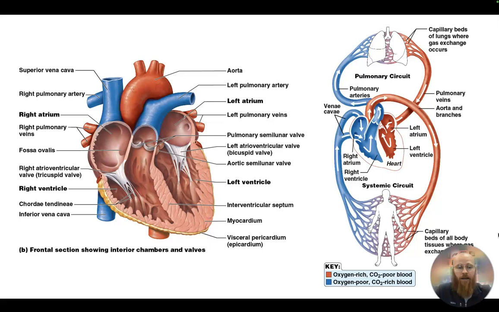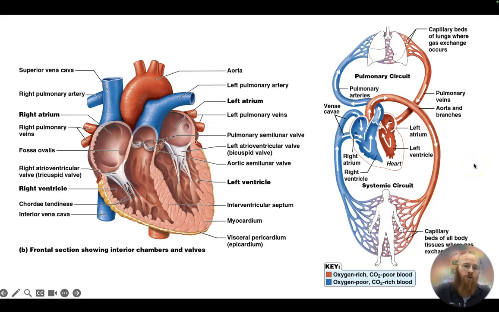So in addition to those heart structures, we have to understand that we have a systemic and a pulmonary circuit, where blood is either being pumped to or from the lungs in the pulmonary circuit, and to and from all of the other body tissues in the systemic circuit.